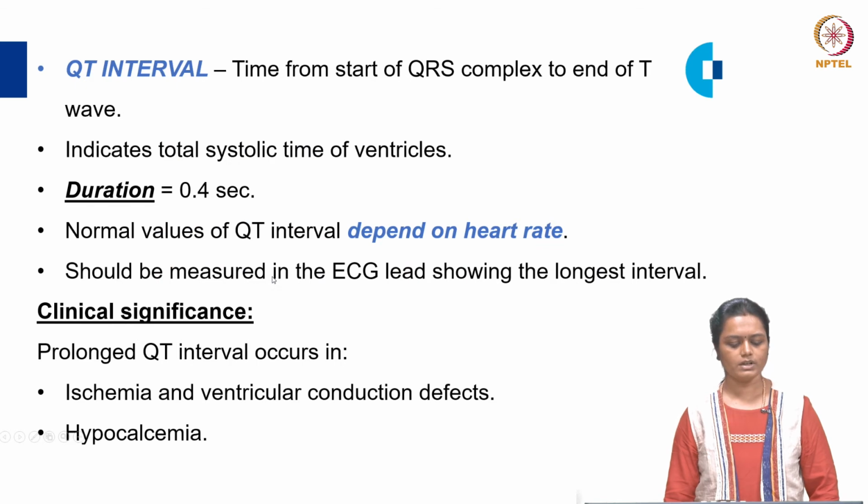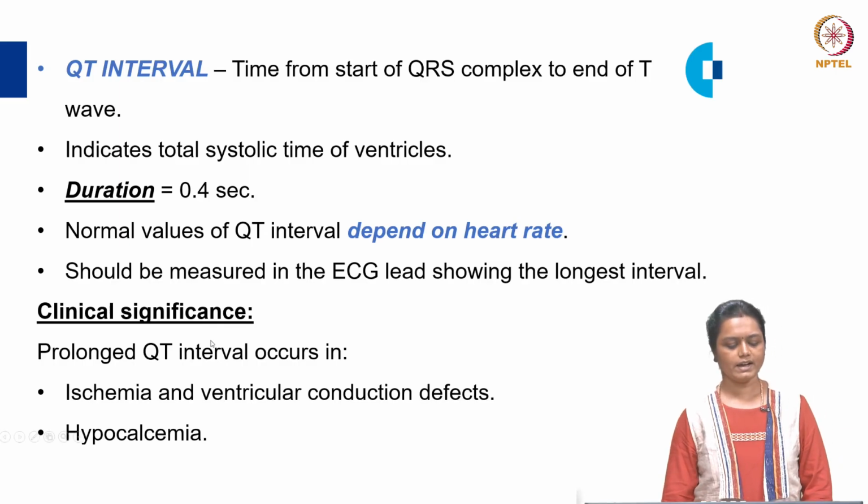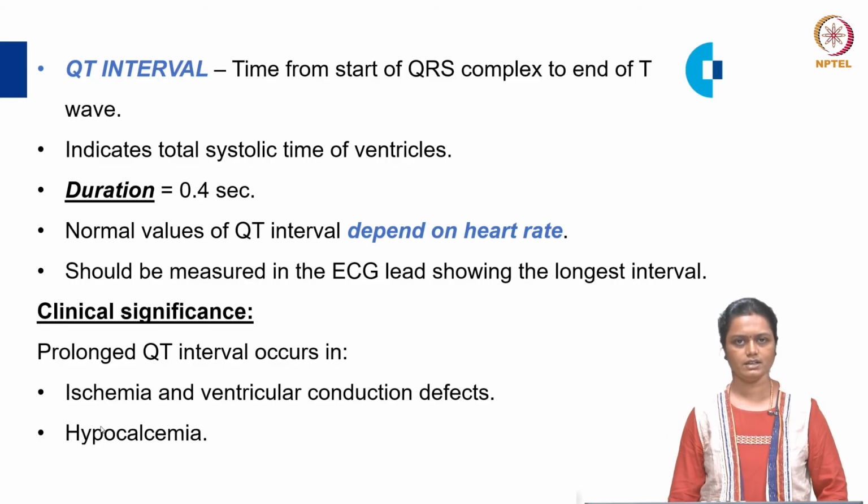Now, the normal corrected QT interval is less than 0.43 seconds for male and less than 0.44 seconds for female. If the QT interval is prolonged, it signifies either ischemia, hypocalcemia or ventricular conduction defects.